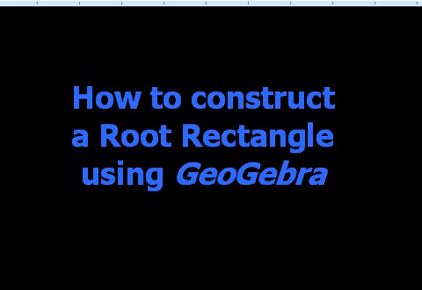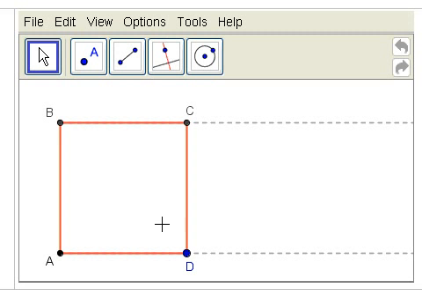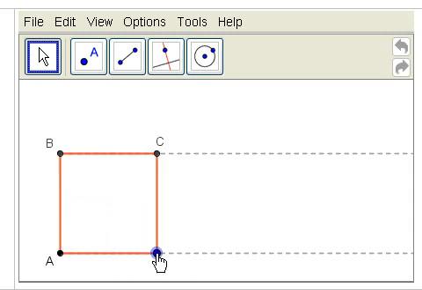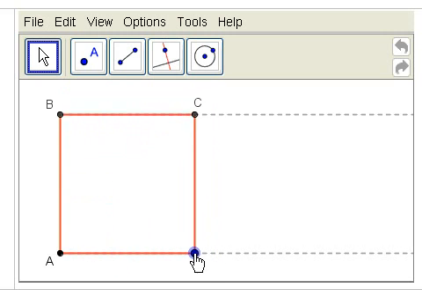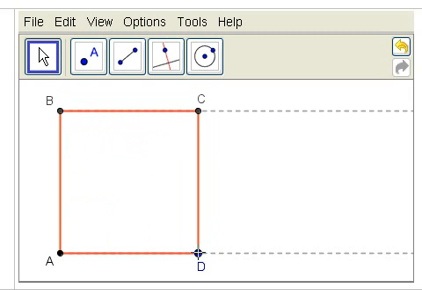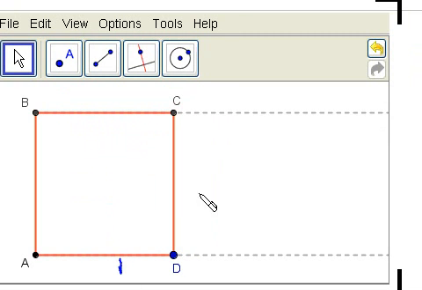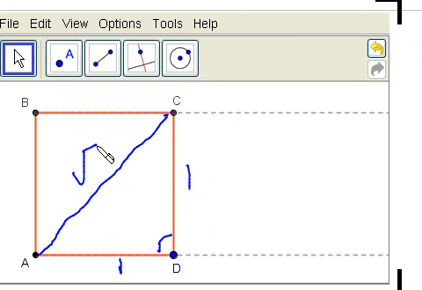How to construct a root rectangle using the GeoGebra applet. We start with a square, and this particular square is dynamic, so you can resize it at any time, but it is still a square. That is, it is 1 by 1 unit. The Pythagorean theorem would tell us that the diagonal of the square is exactly the square root of 2.